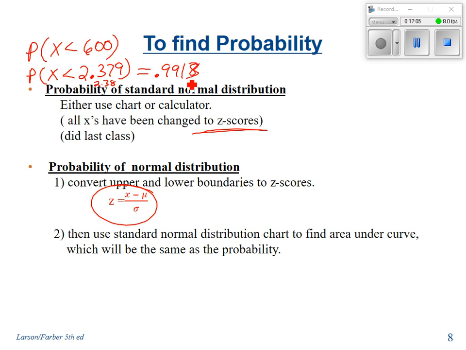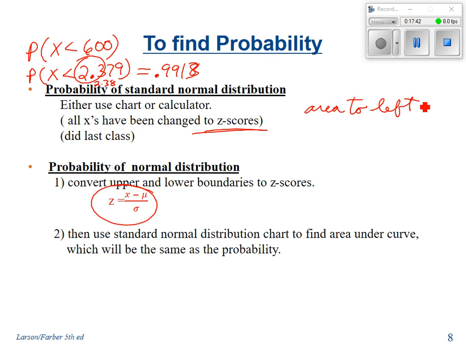So if you're using the chart, just match it up. You got the first 2 numbers on the side, 2.3. Then you go to the next number across the top, and it will tell you the area. Bad thing with using the chart, the chart only tells us area to the left. So if we want area to the right or area in between, we got to find a couple of areas and then either add them or subtract them.